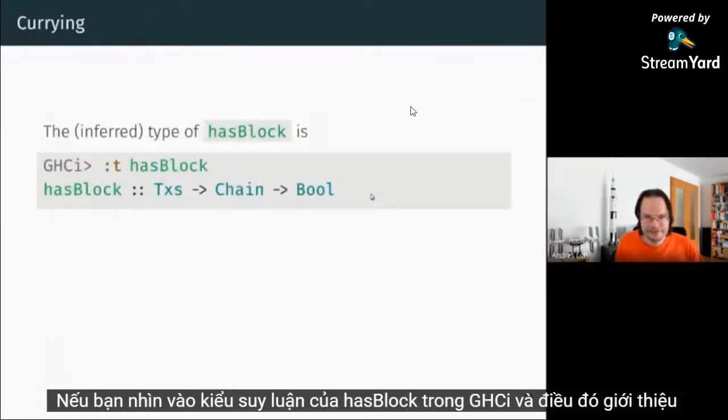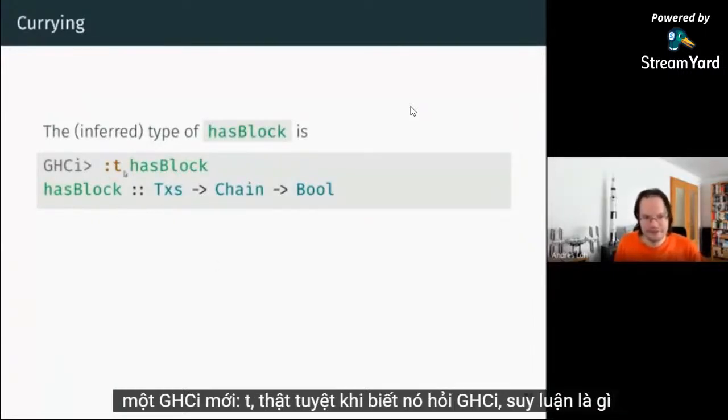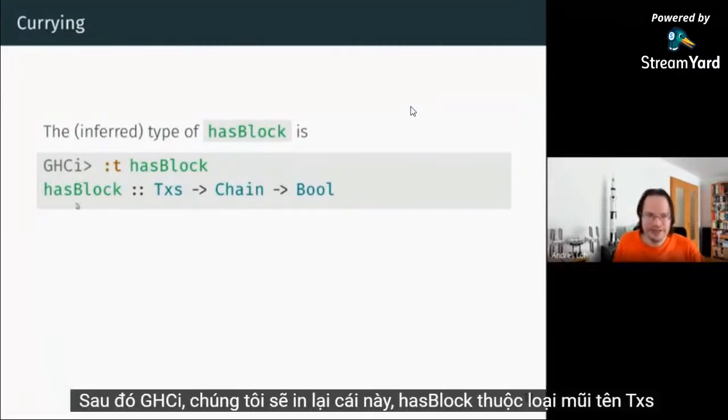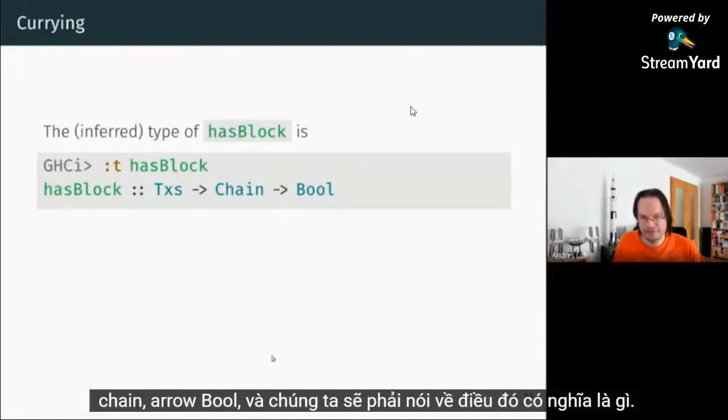If you look at the inferred type of Has block in GHCI, and that introduces a new GHCI command, :t, which is really nice to know. It asks GHC, what is the inferred type of a Haskell expression? Then GHCI will print back this. Has block is of type TXS arrow chain arrow Bool. And we'll have to talk about what that means.